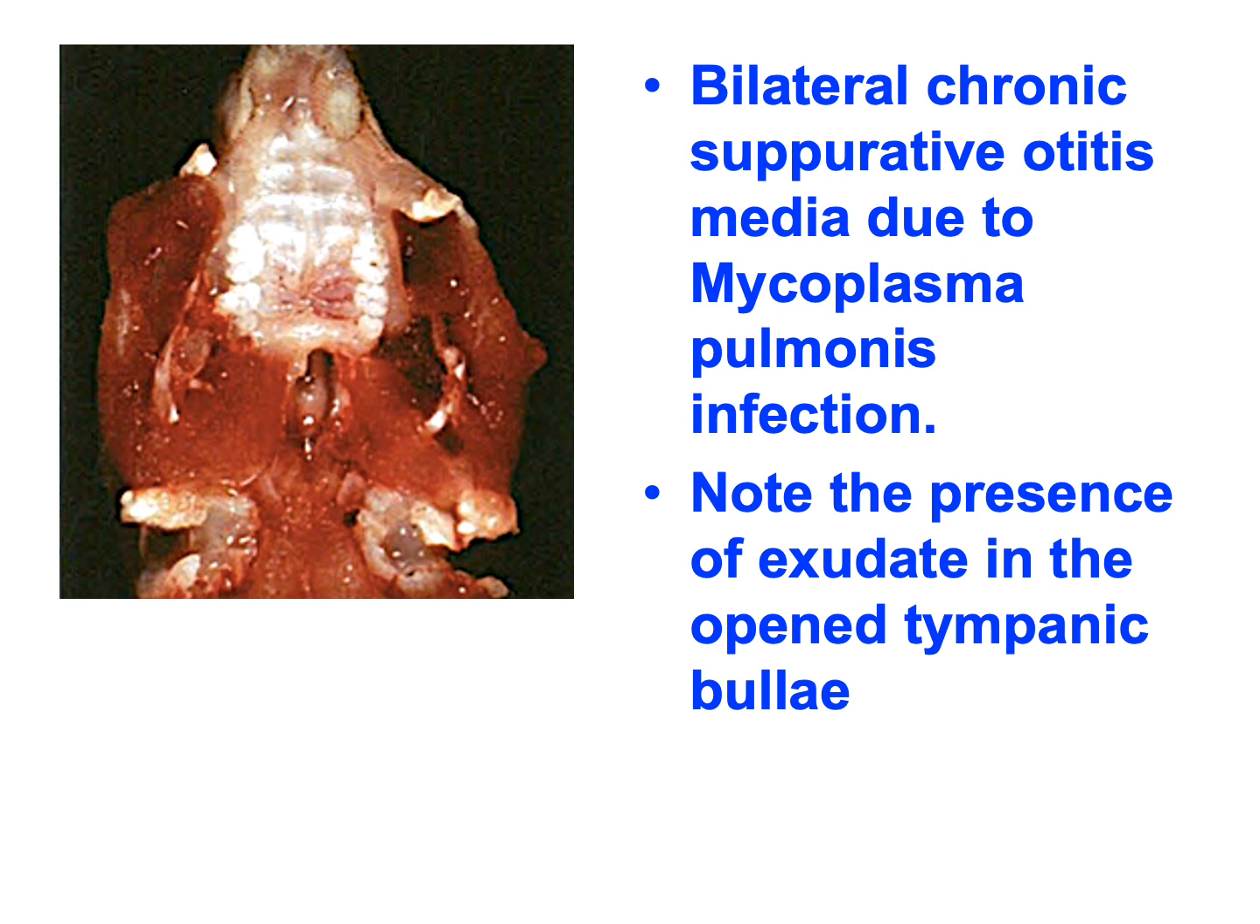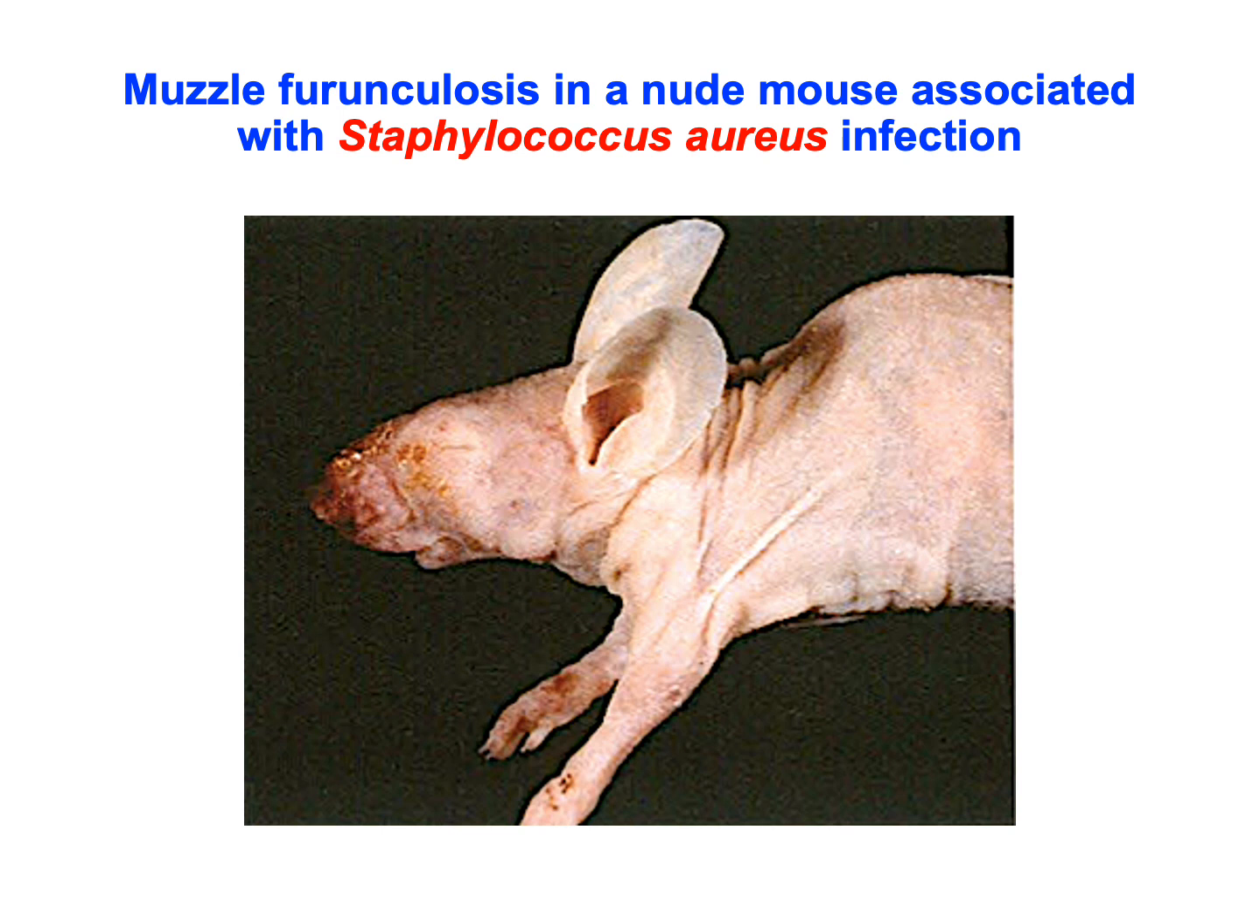And we arrive at a bacterium which is mostly a secondary infection, but of course can cause septicemia, though the secondary infection is most typical. Here you can see muzzle furunculosis in a nude mouse associated with Staphylococcus aureus infection, and also on the legs you can see the signs of staphylococci. And as I've mentioned, it is typically a secondary infection.